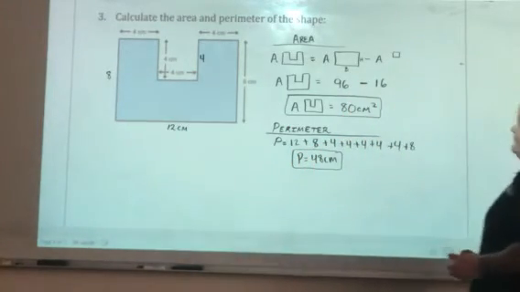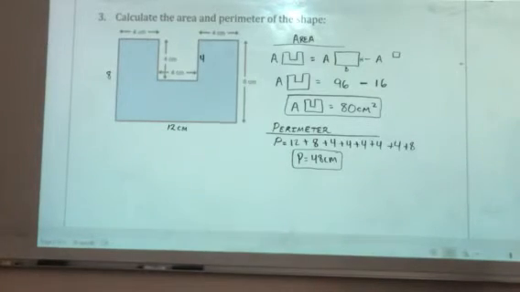And that's how you find the area and perimeter of that compound shape.